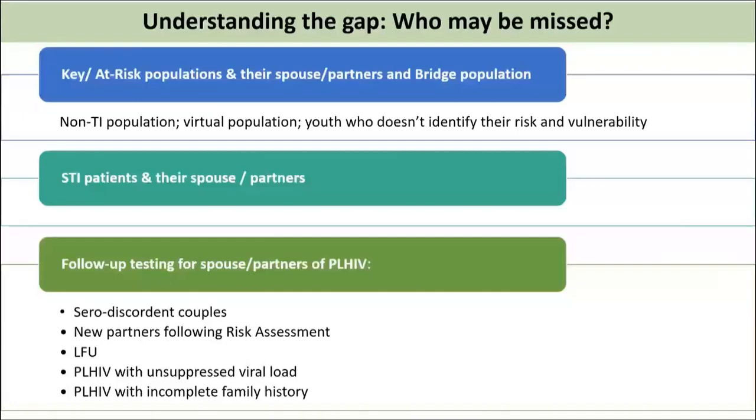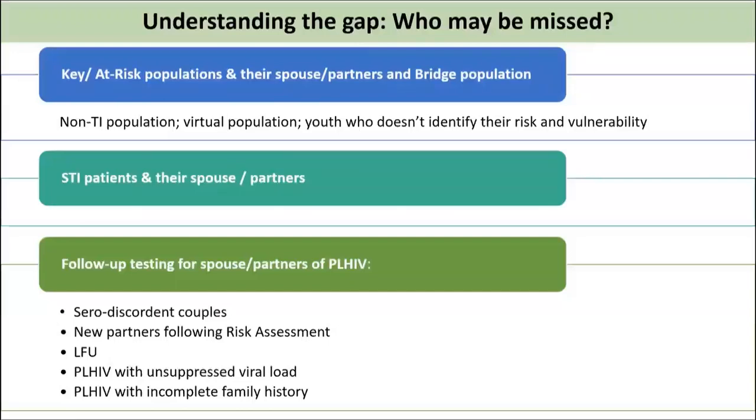When we follow this current algorithm, we also understand that there are populations like non-TI population, virtual population. There are people in their adolescence and youth who do not identify that they are at risk or vulnerable to getting HIV. That is a population which is missed at these centers. Then the STI patients, who as per the guideline and our earlier communication should all be tested at ICTC, but there are gaps with respect to their testing as well.